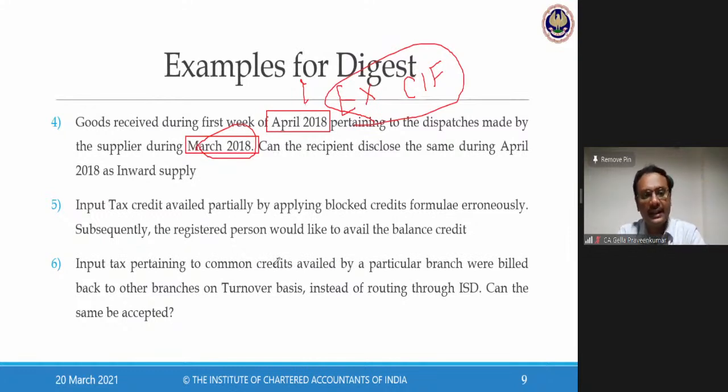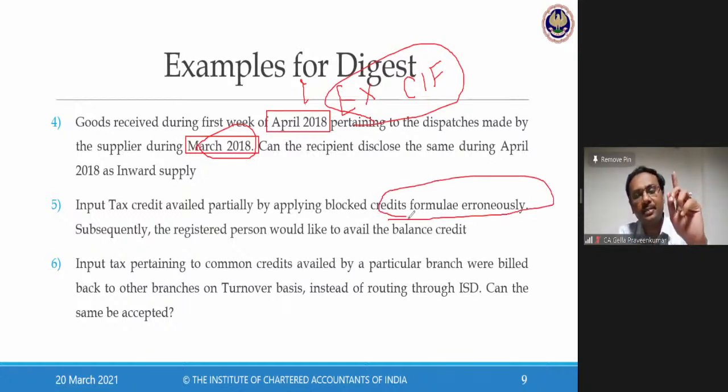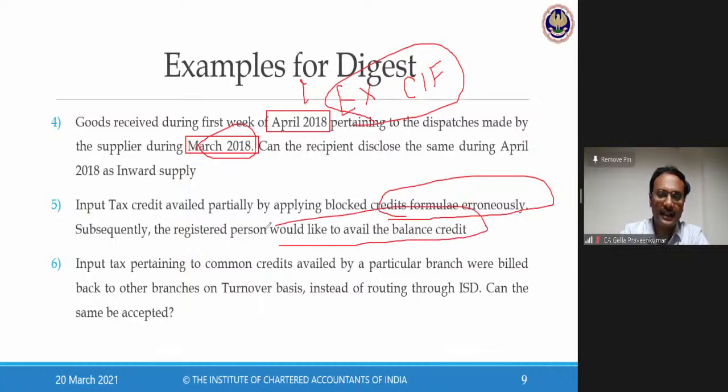This is the next example. Input tax credit availed partially by applying the blocked credits formula erroneously. Now, this is one of the biggest practical issues most of us come across. Subsequently, the registered person would like to avail the balance credit. Now, I repeat this particular example for the benefit of all the students who are going to get into practice in a very short span.